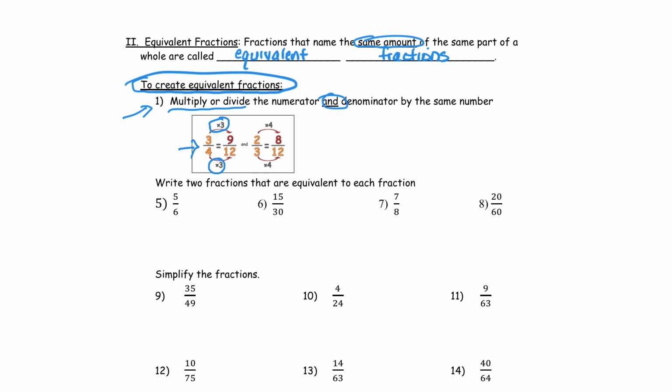Now notice, earlier in this lesson, we simplified fractions by dividing the numerator and denominator by the same number, and in that case, that was the greatest common factor. Here, we're going to be multiplying the numerator and denominator by the same number to get equivalent fractions. 3/4. Now notice they're multiplying by 3 and 3. That gets us 9/12.